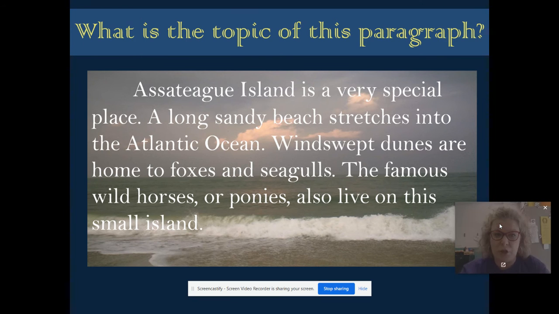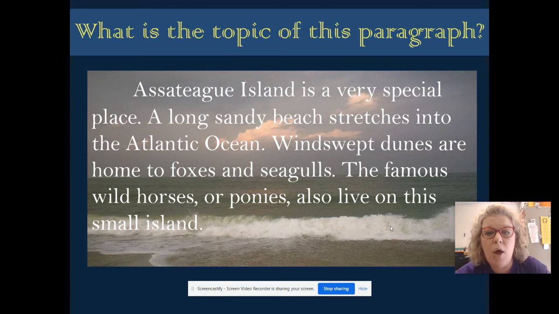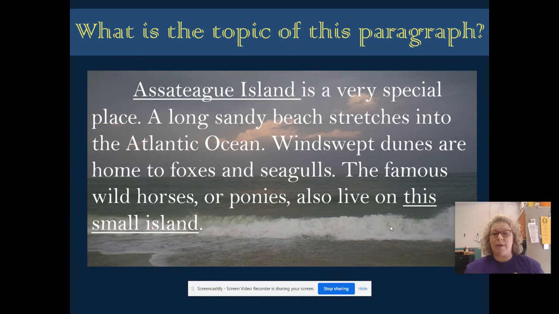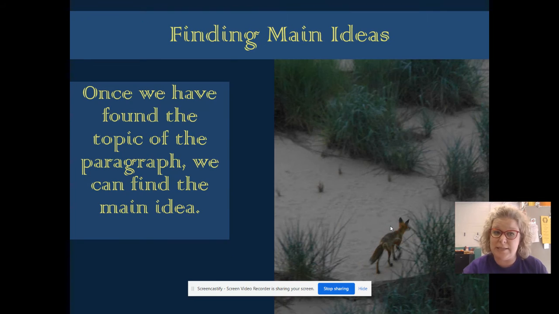I'm going to read this to you. Assateague Island is a very special place. A long sandy beach stretches into the Atlantic Ocean. Windswept dunes are home to foxes and seagulls. The famous wild horses or ponies also live on the small island. So if we look at that very last phrase in this paragraph, this small island, we can see that it references Assateague Island, the very first two words of this paragraph. And so even though that's not the same exact words, we do know that these are synonyms that mean the same thing. So the topic of this passage would be Assateague Island.